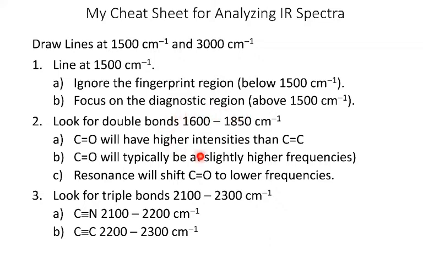Double bonds should appear in the 1600 to 1850 range, and generally I'm looking for carbon-oxygen double bonds and carbon-carbon double bonds. In general, the C=O double bonds are going to have really high intensities. The carbon-carbon double bonds are going to have somewhat lower intensities. And usually, the C=O double bonds will be at higher frequencies than the carbon-carbon double bonds. This doesn't happen much, but there were a couple examples in the book where they were comparing two different compounds that had carbon-oxygen double bonds. If resonance is possible, that tends to weaken the carbon-oxygen double bond, and that'll shift it to lower frequencies. And then triple bonds will show up in the 2100 to 2300 range.